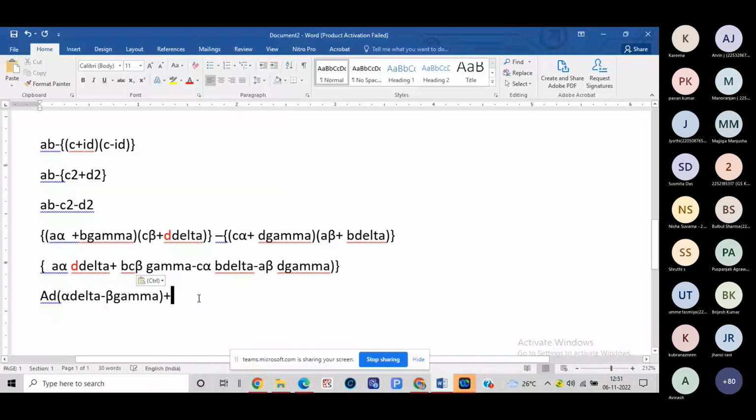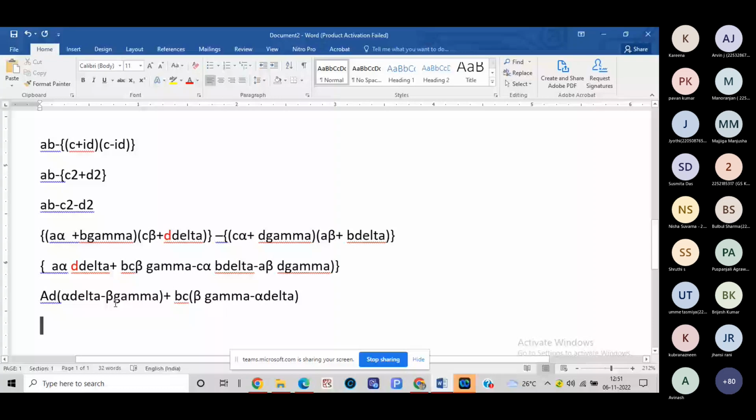Now I will take BC here. What is the remaining? Alpha delta, beta and gamma is the remaining. Beta and gamma minus alpha delta. Plus and minus, okay. Next step. You can take alpha delta minus beta gamma. Here also beta gamma minus alpha delta. Both are same, only plus and minus are interchanged.